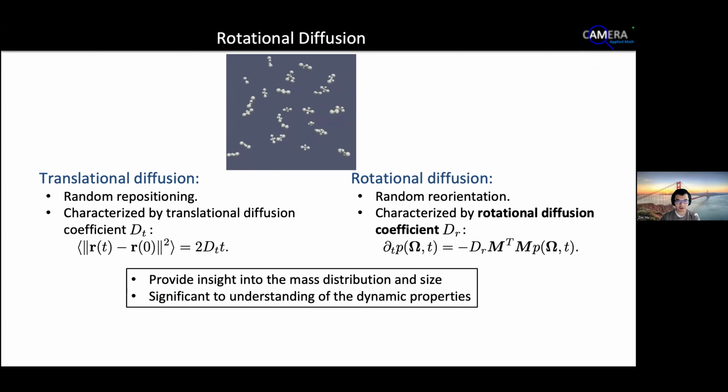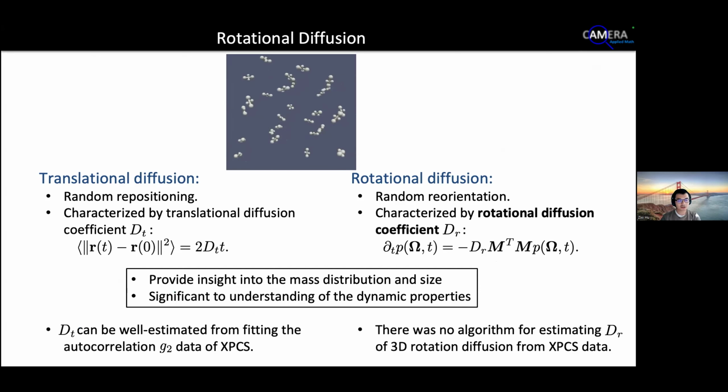So far, as I introduced before, Dt can be well estimated from fitting the autocorrelation G2 data of the XPCS to the exponential decay curve. But there was no algorithm for estimating Dr of three-dimensional rotation diffusion from XPCS data without requiring a specific shape of the particles. So all the previous algorithms for this task, in the context of XPCS or in the context of the predecessor of XPCS, the dynamic light scattering DLS, require strong assumptions about the shape of the particles.